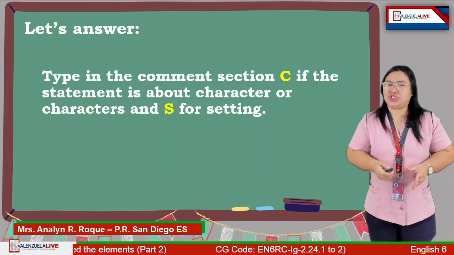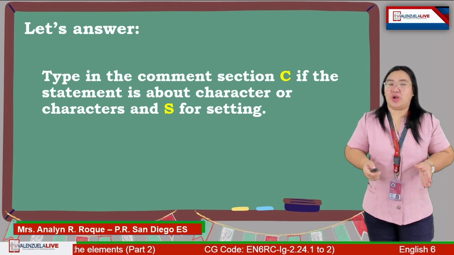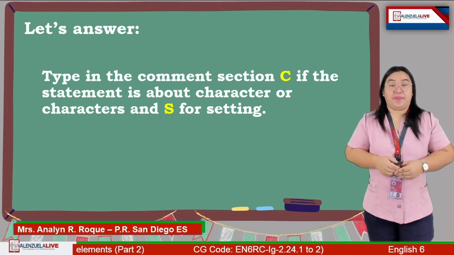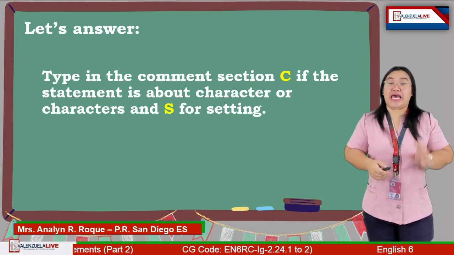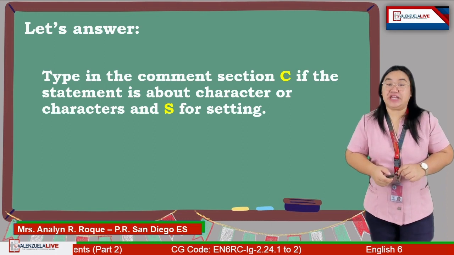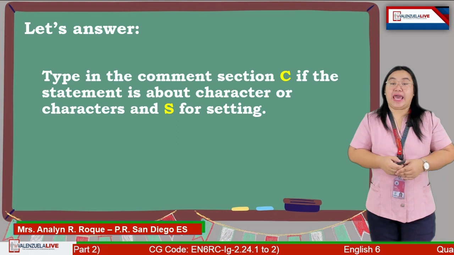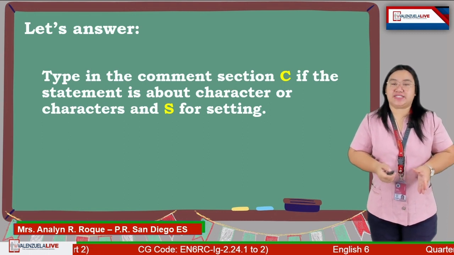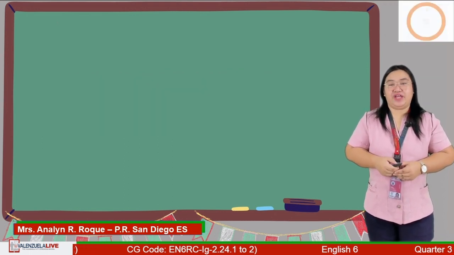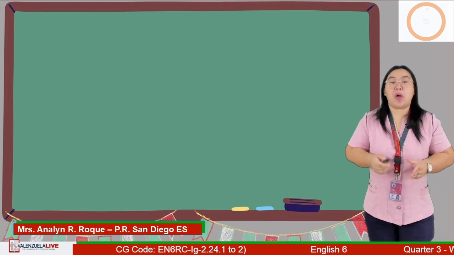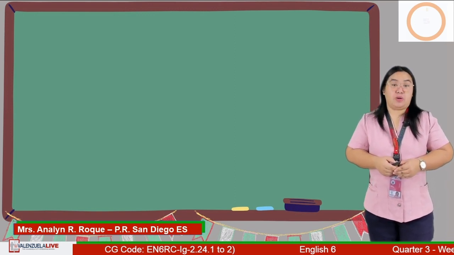Now, let us try to test what we learned today. Type in the comment section C if the statement is about a character or characters, and S for setting. You will be given 5 seconds to answer per item. So, let's start.